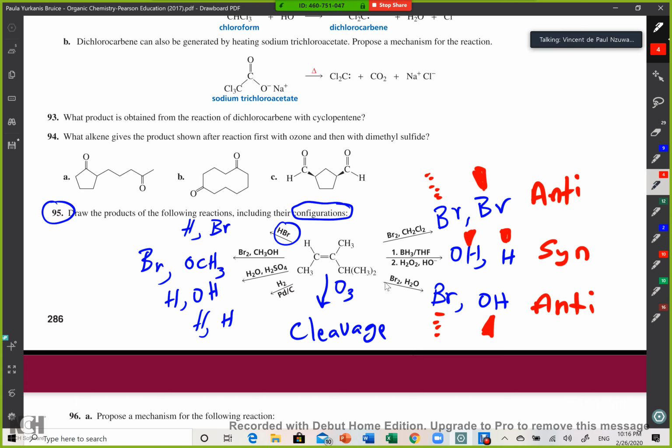Hydrogen and palladium is an example of a syn addition. So they will all add on the same type of bond, and in this case, I chose to put both of them on the wedge.